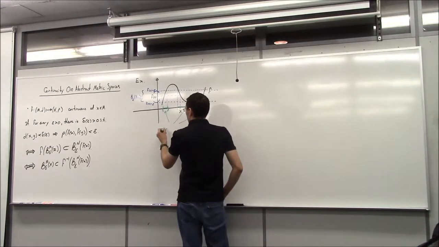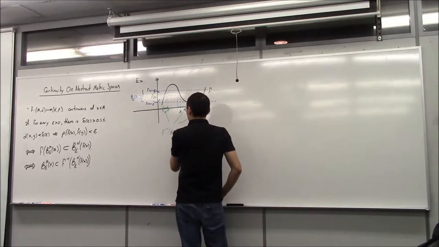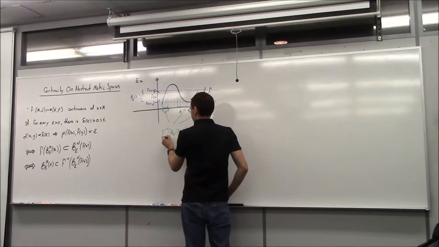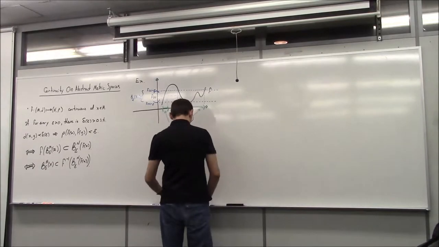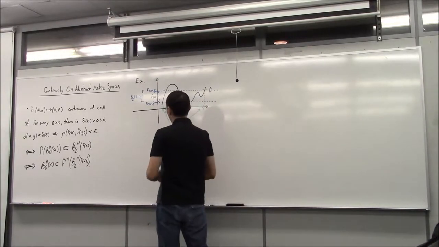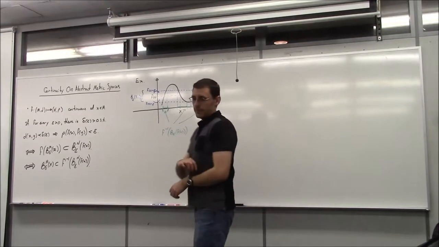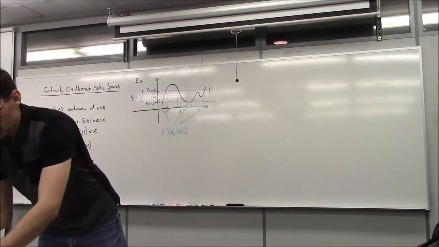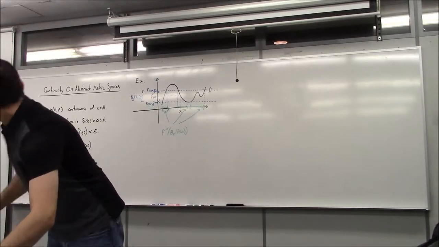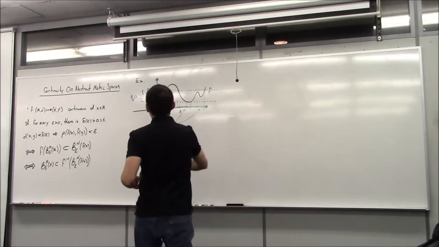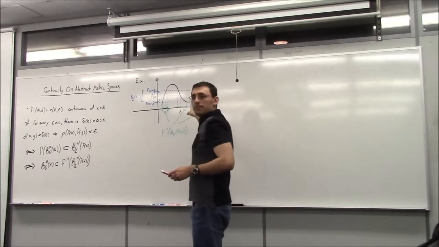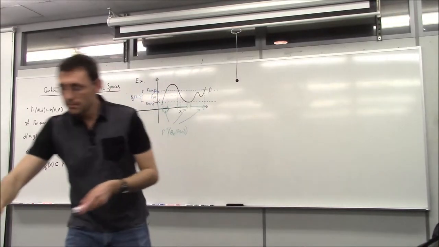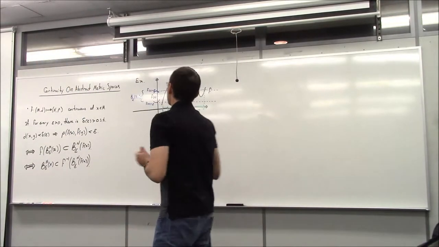Those are the inverse images of the ball of radius epsilon around f of x. You see what I'm talking about? Where is the ball of radius delta? Is f bijective? Bijective over what? In this picture, it doesn't look like it's bijective at all, right? It's not one-to-one. Bijective means one-to-one. It's clearly not one-to-one. So no, it's not injective. It cannot be bijective.